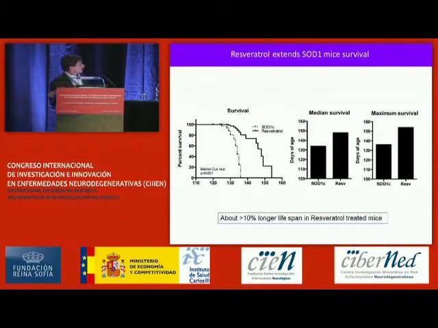Resveratrol also extended SOD1 mice survival. In this case, our controls survived, and there are different batches of animals, so there are minor variations also in controls, about 135 days maximum. The median was about 132, and there was about a 12% increase in the median survival rate. So that incorporates an additional effect on the animals.